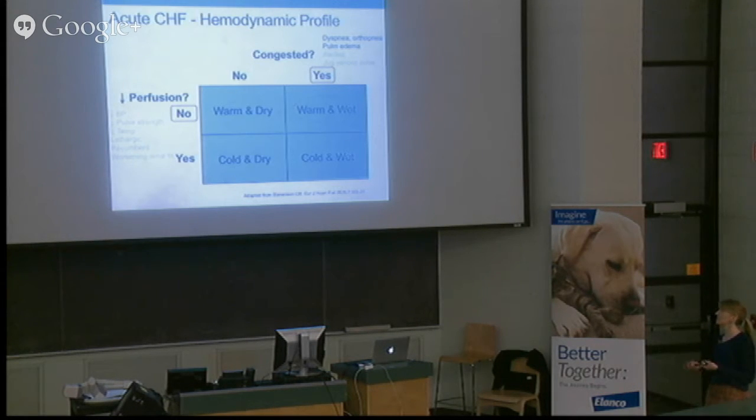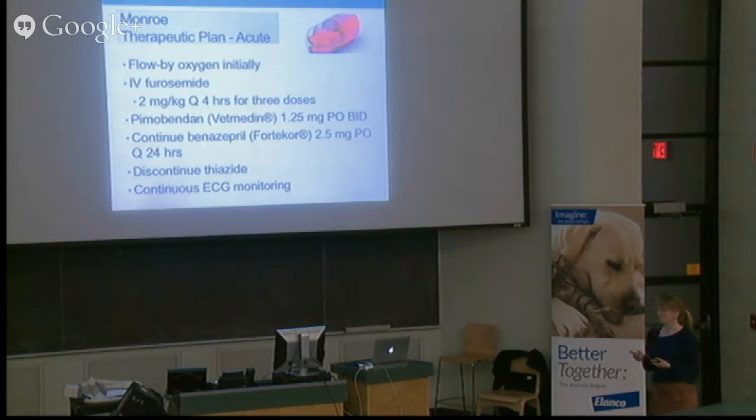So we still think he's kind of on the warm and wet side, and he needs diuresis that's more effective than what he's currently on. And so we chose to give him some intravenous furosemide, which he was naive to. He got a 2 mg/kg dose every 4 hours for 3 doses. And then we backed off because we thought his resp rate actually cleared up quite substantively within that time frame.